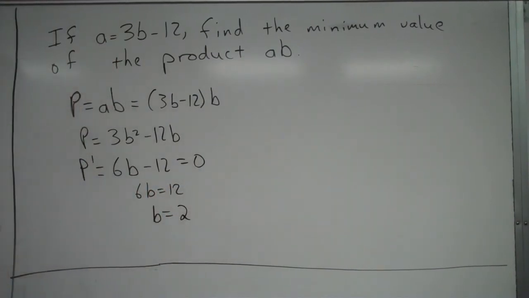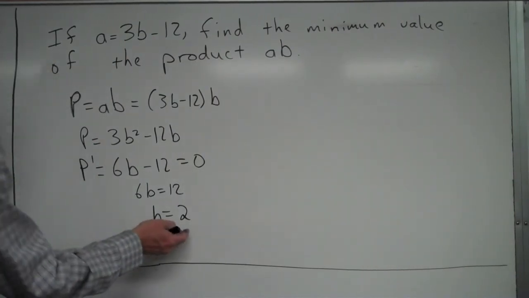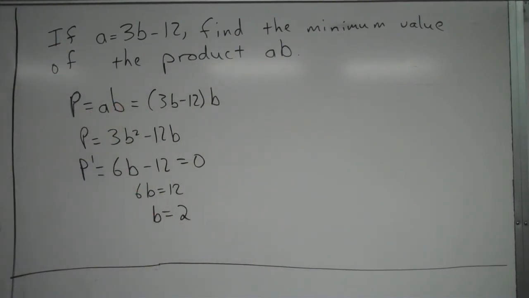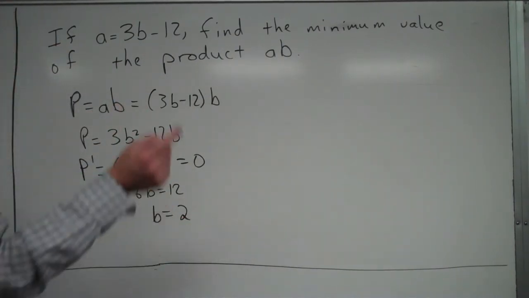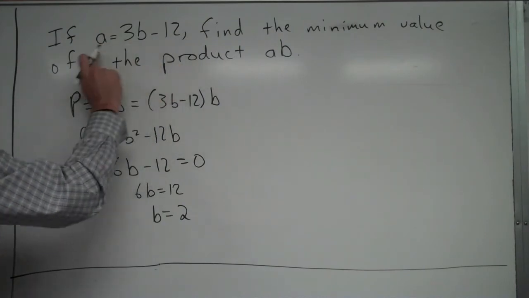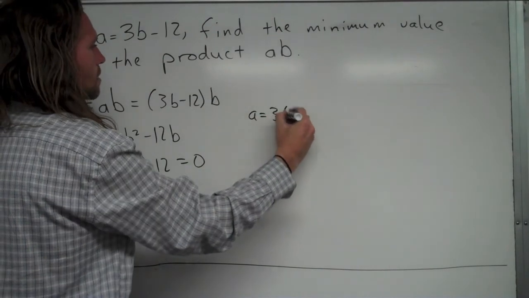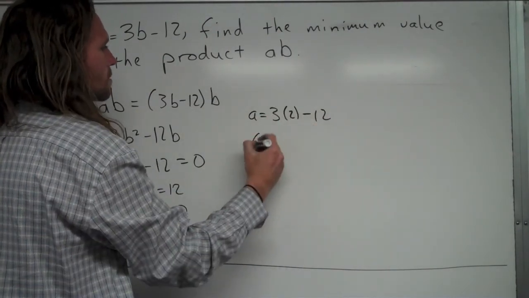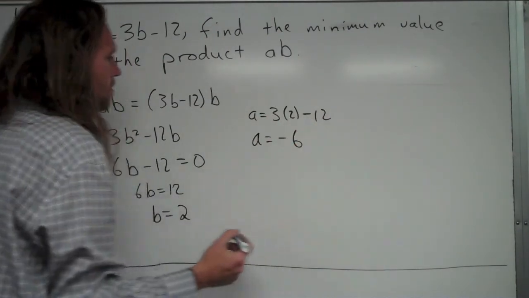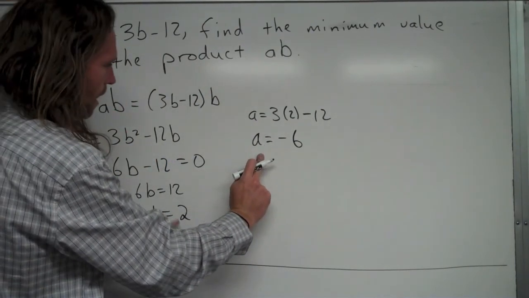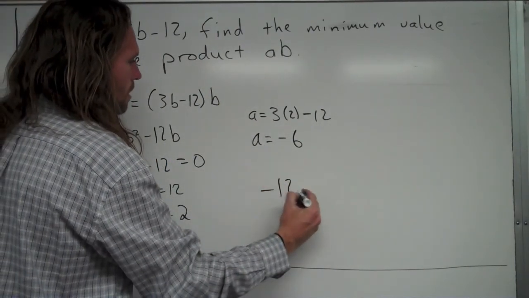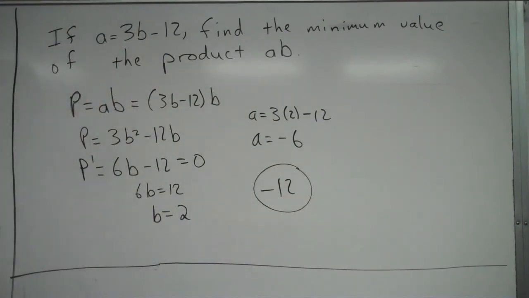Now I've got to be careful and look to see what the question is actually asking me here. It's saying to find the minimum value of the product AB. So that product occurs when B is equal to 2, but I have to actually find what that product is. In order to do that, I need to find what A equals. So in this equation right here, I'm going to plug 2 in for B. So I get that A is equal to 3 times 2 minus 12. So that means A is going to be equal to negative 6. So the product A times B is at its minimum when it is negative 12. That is the actual answer to this one right here.